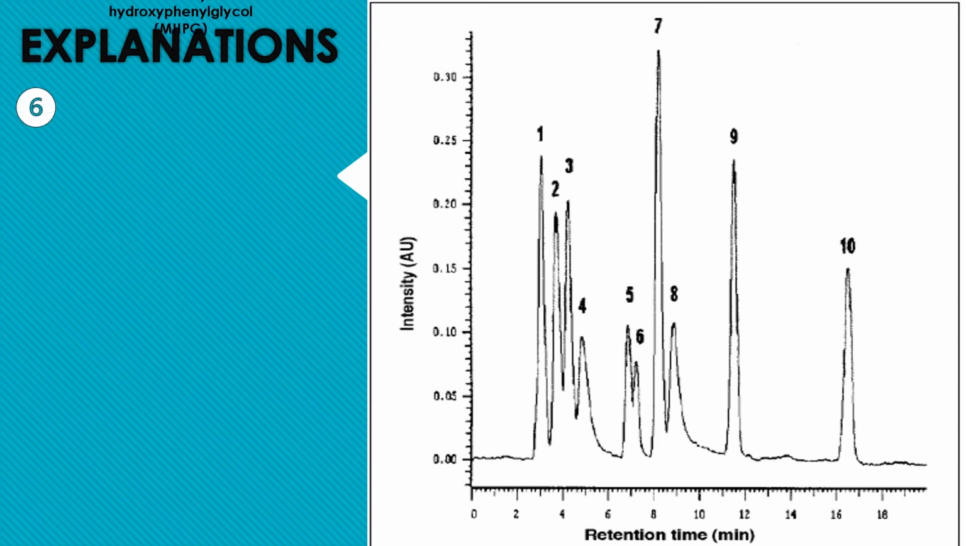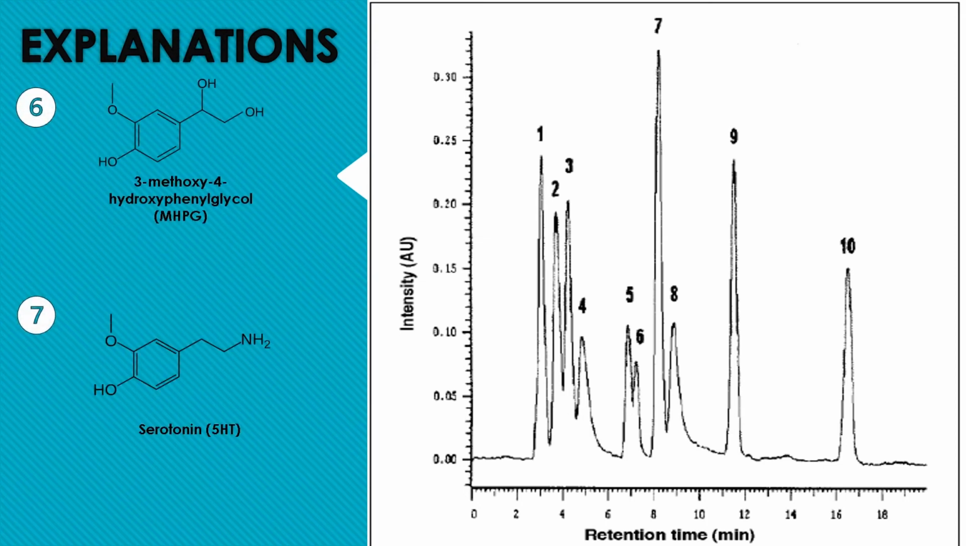Serotonin or 5-HT has a higher retention time than 3-methoxy-4-hydroxyphenyl glycol or MHPG, even though both have almost similar structures. Serotonin has an amine group attached to it, which causes this compound to be less polar than MHPG. Therefore, less interaction occurs with the mobile phase, causing it to have a longer retention time.